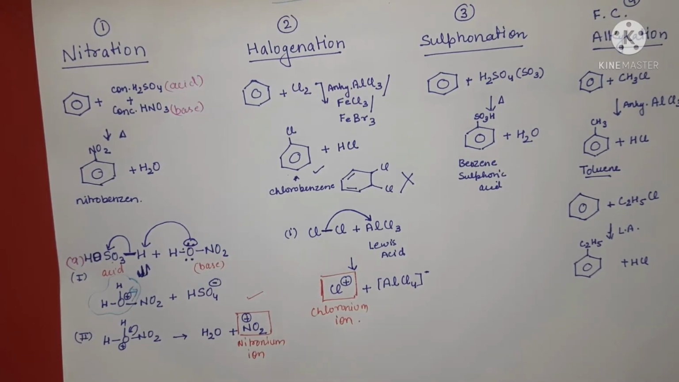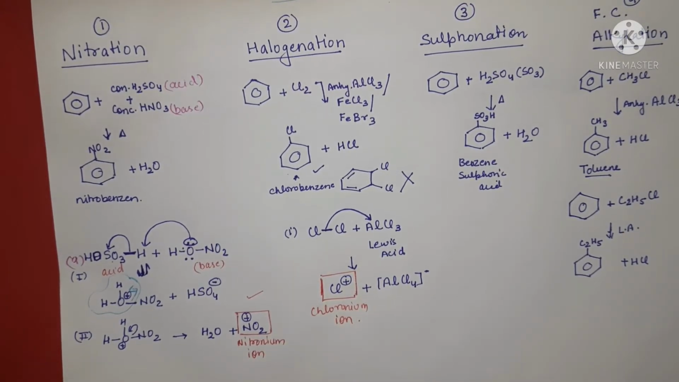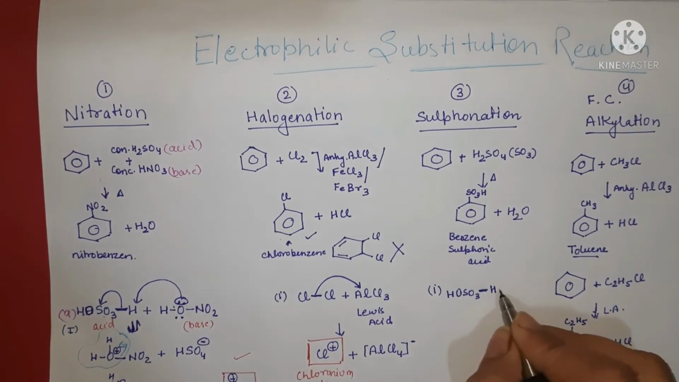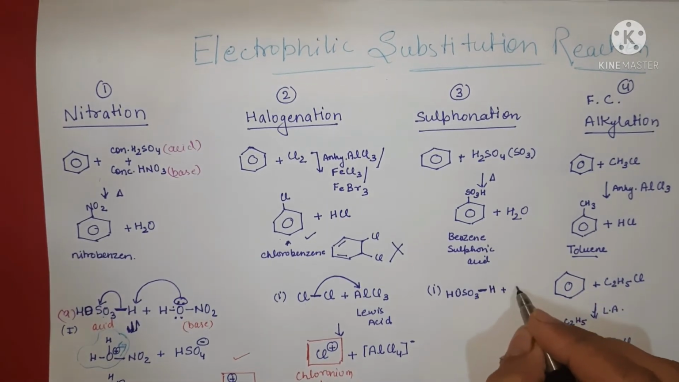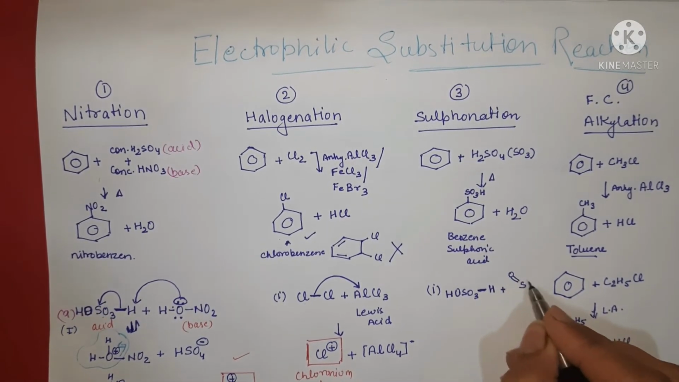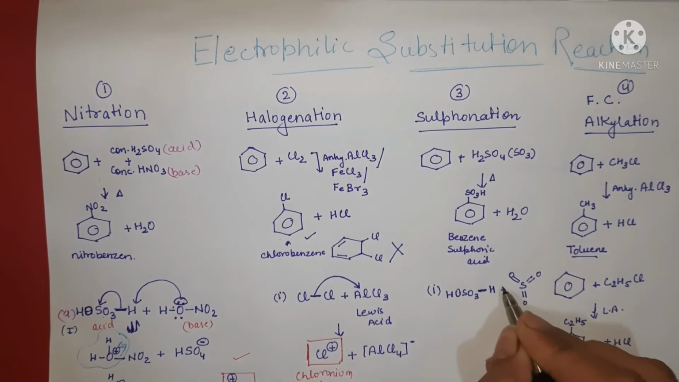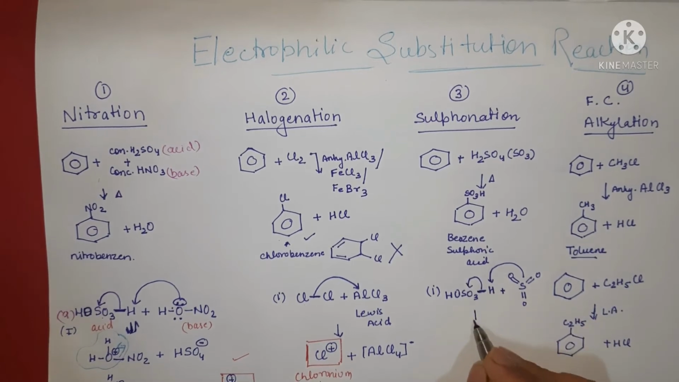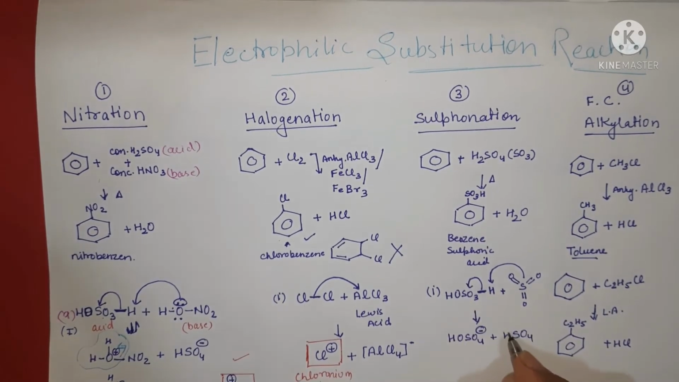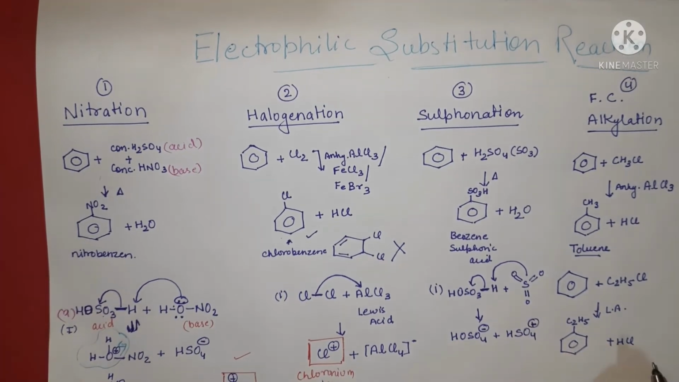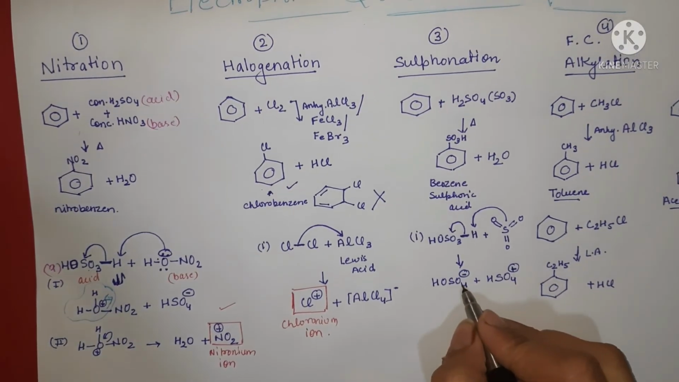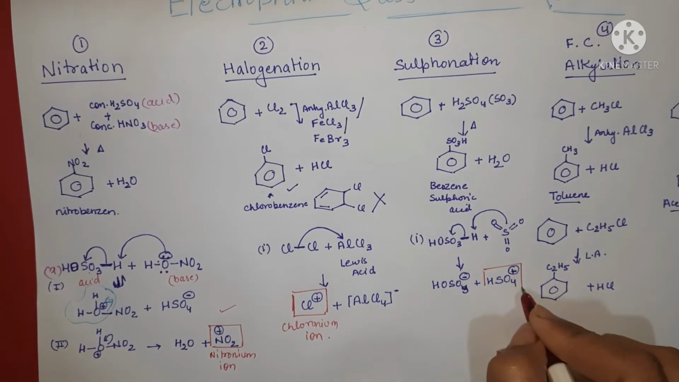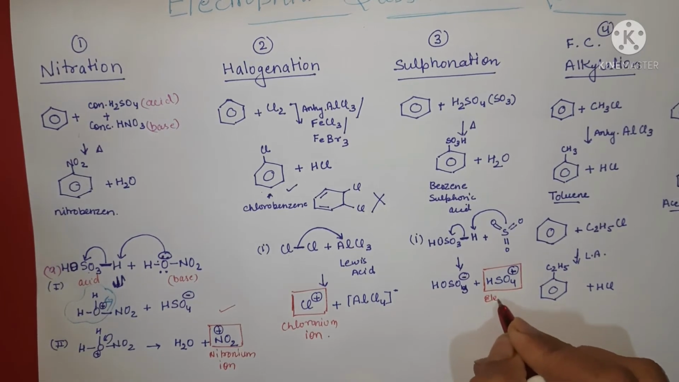Alright, now let's move on to the sulfonation reaction. The proton is abstracted here by this SO3, and this electron density shifts toward this group, so we get HSO3 positive, and this behaves as the electrophile here, the sulfonium ion.